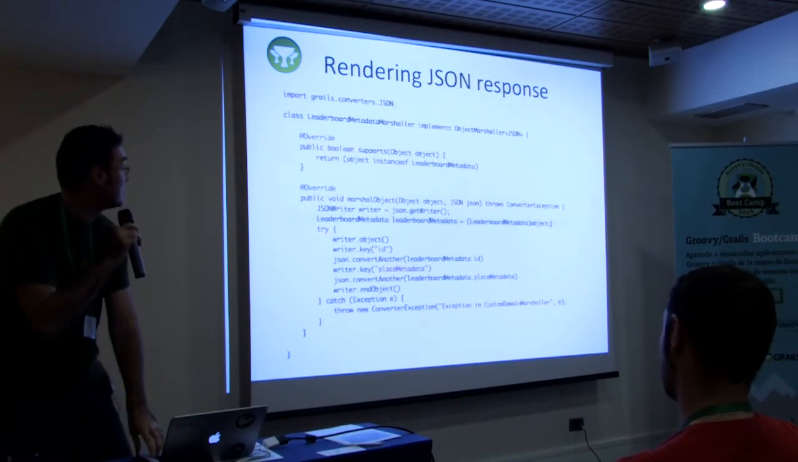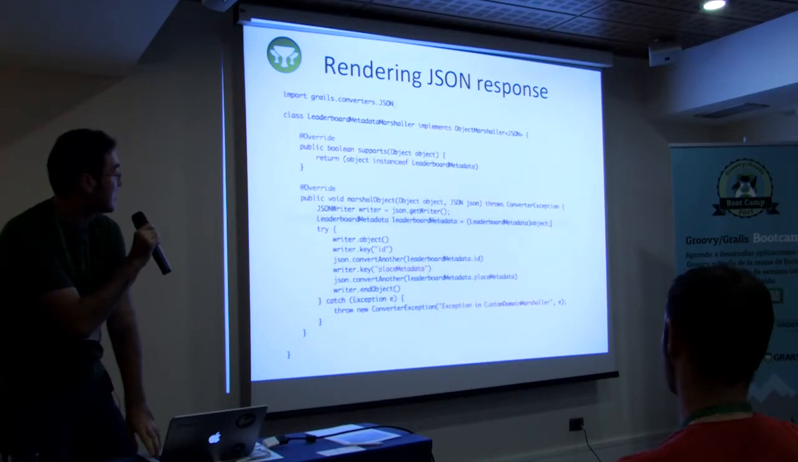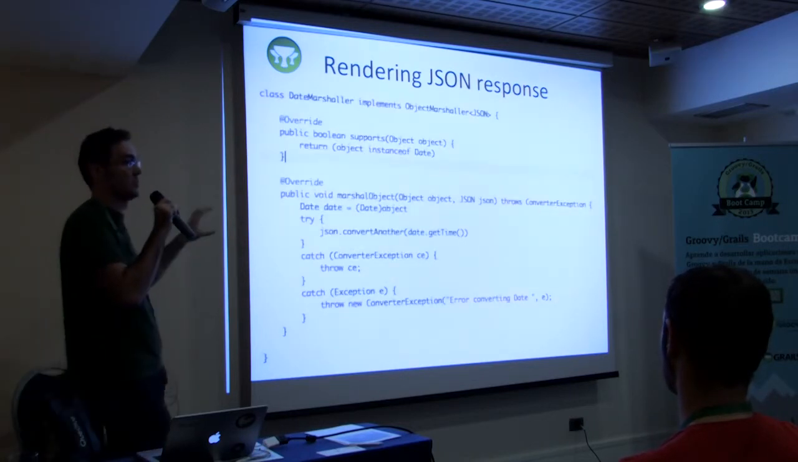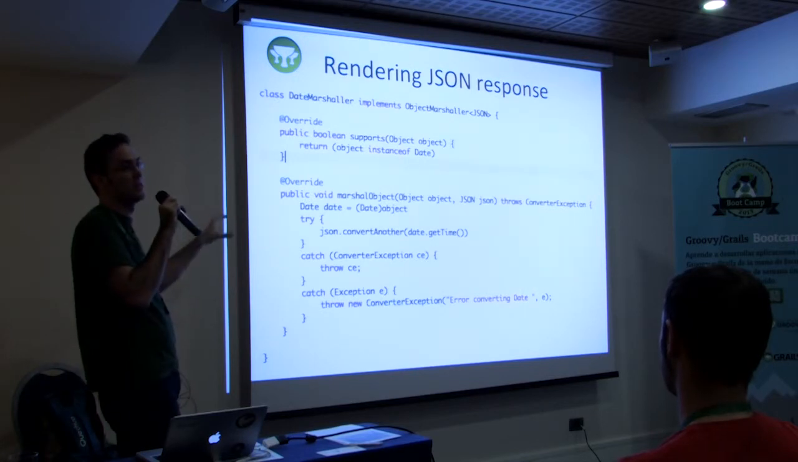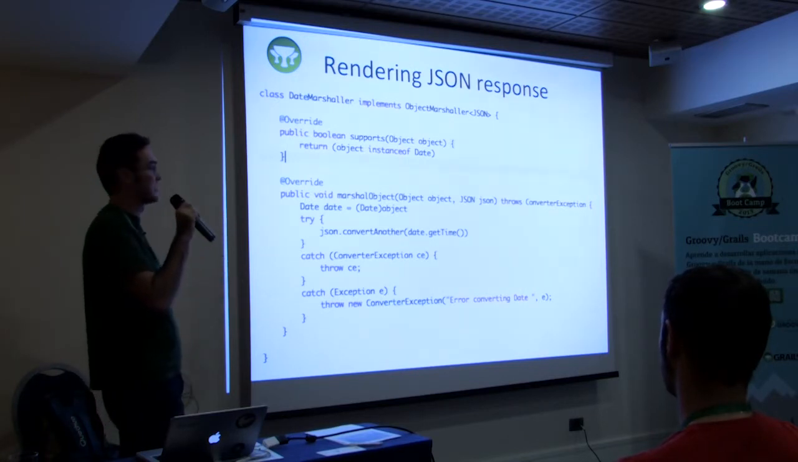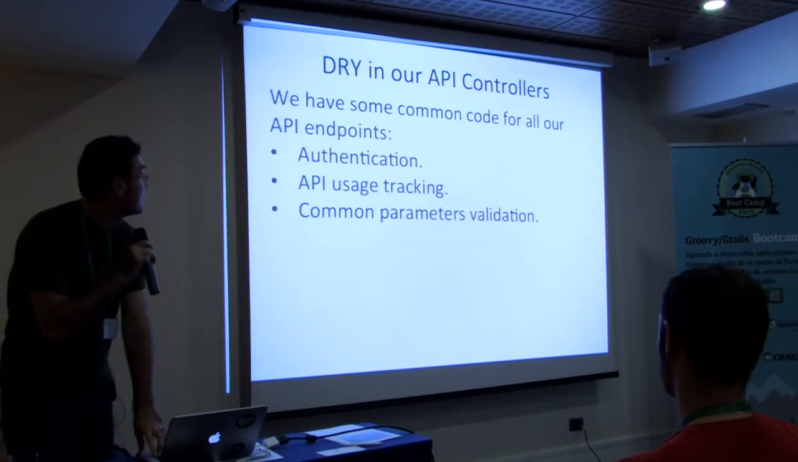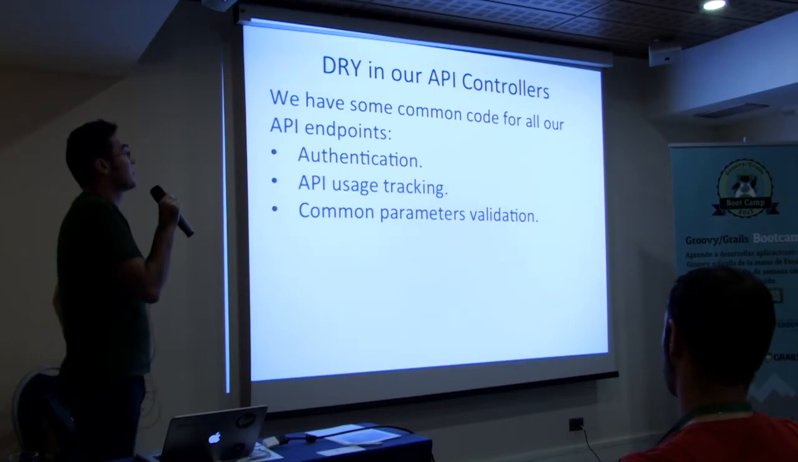For example, there's a custom marshaller for the leaderboard. And for dates, in our API responses we want to put the day as milliseconds from the epoch, so we just do a getTime.